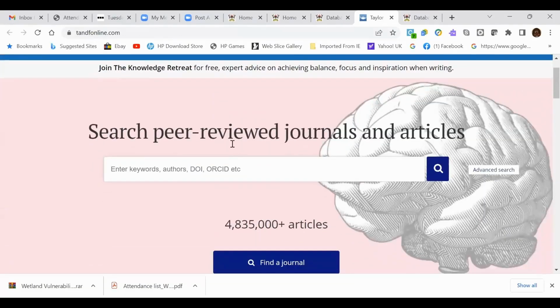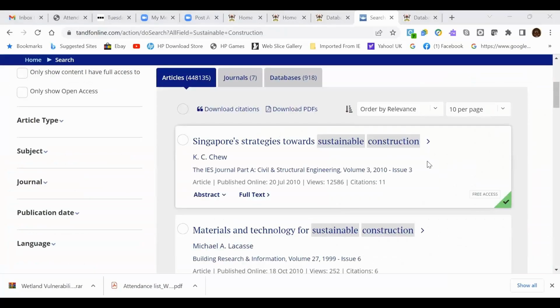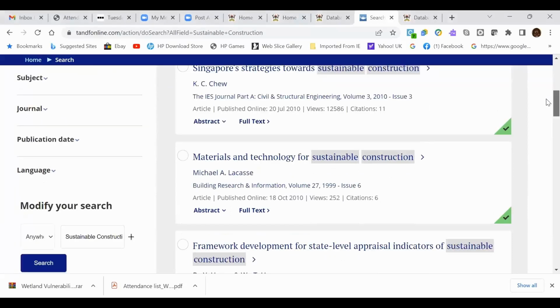And we have all of those. So the many ways you can use sustainable construction. Let's see what it throws at us. Here you can see, can you see the results? So you can see Singapore's strategies towards sustainable construction. Now, if you're interested in policy issues that may be of interest to you, into materials and technology for sustainable construction, you have it there.